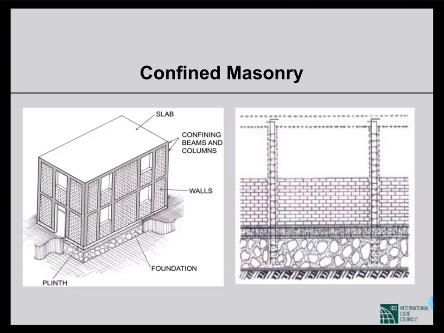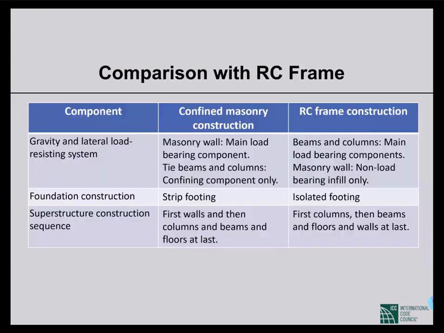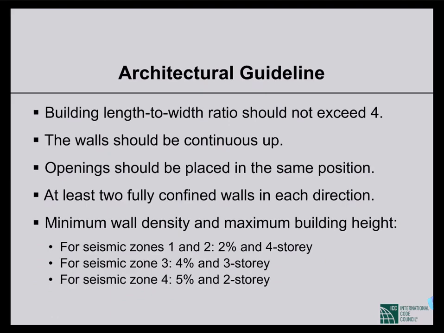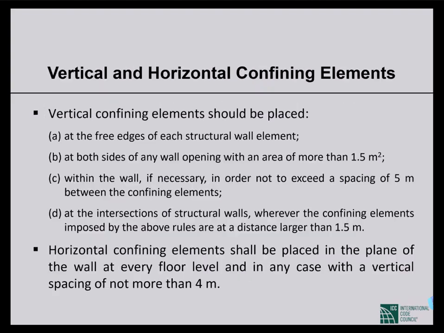Okay. And about the horizontal element at the floor level, at every floor level we have to have a confining beam or tie beam, at a maximum spacing of 4 meters. So these are the rules. So we can build something like unreinforced masonry, but we have to have these confining elements. So that will make it confined masonry.